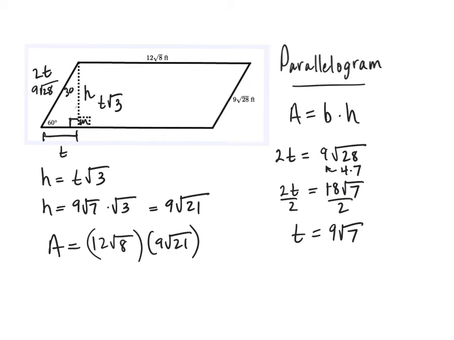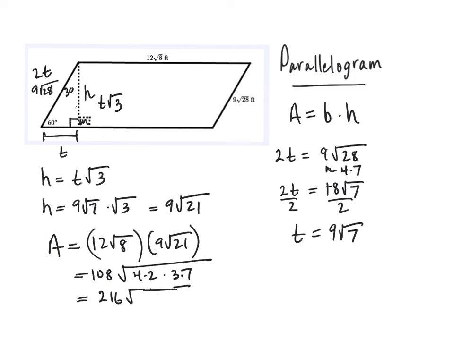Well, we can simplify this. We know that 9 times 12 is 108. There's a perfect square in 8, which is 4 times 2. 21 is 3 times 7. I only see the one perfect square then. The square root of 4 is 2. 2 times 108 is 216.